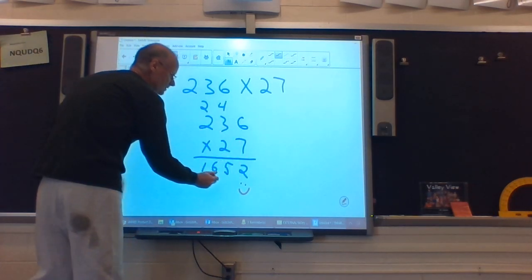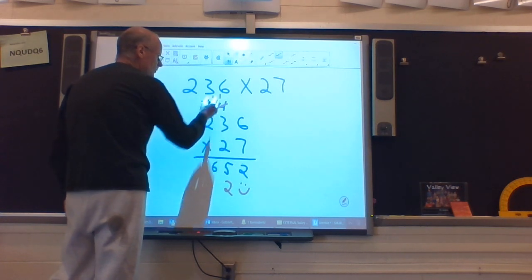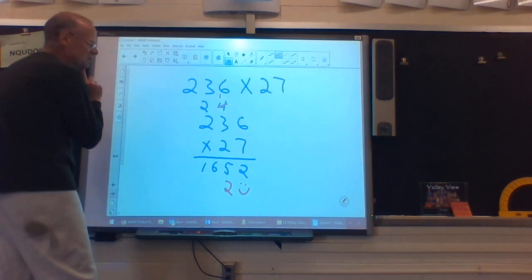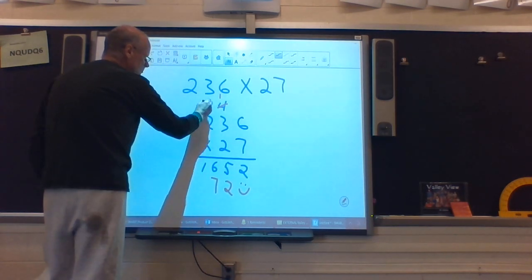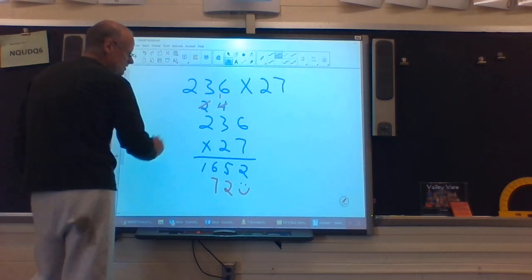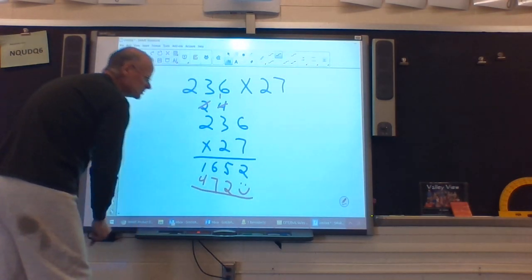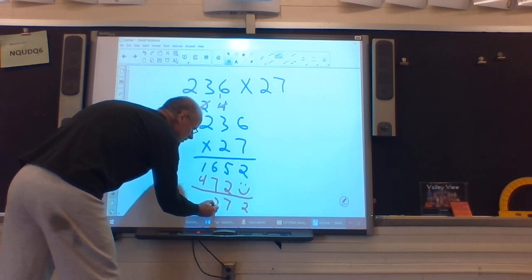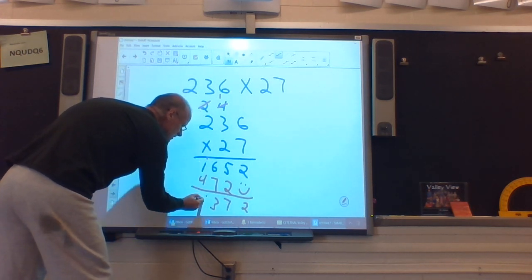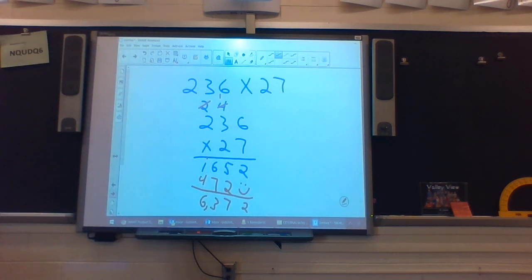2 times 6 is 12. I'm going to put down my 2. I used that 4 already. I'm going to carry that 1. 2 times 3 is 6, plus 1 more is 7. I've already used this 2, so I'm going to draw a line through it. 2 times 2 is 4. If I add those together, I get 6,372. Hopefully that's the same answer you got.